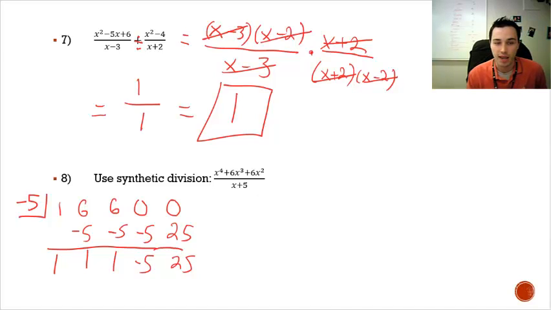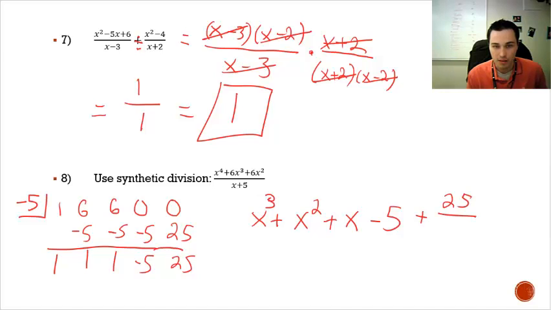an actual answer because I'm not counting this as an answer. I want it written out with x's. So if my problem started as x to the fourth, then my answer is going to start as x cubed. So this is going to be 1 x cubed, because it's just going to be one less exponent. So then the next thing is going to be 1 x squared, and then plus 1x. Then the minus 5 is the constant, and then the 25 is the remainder. So I put the 25 on top of the x plus 5.